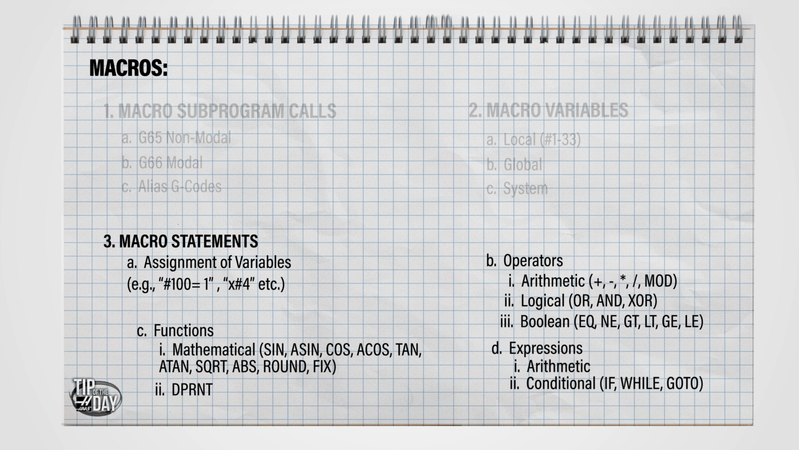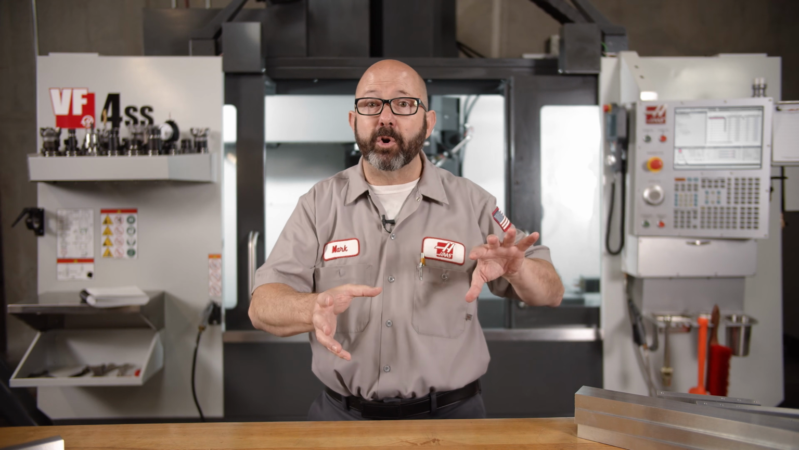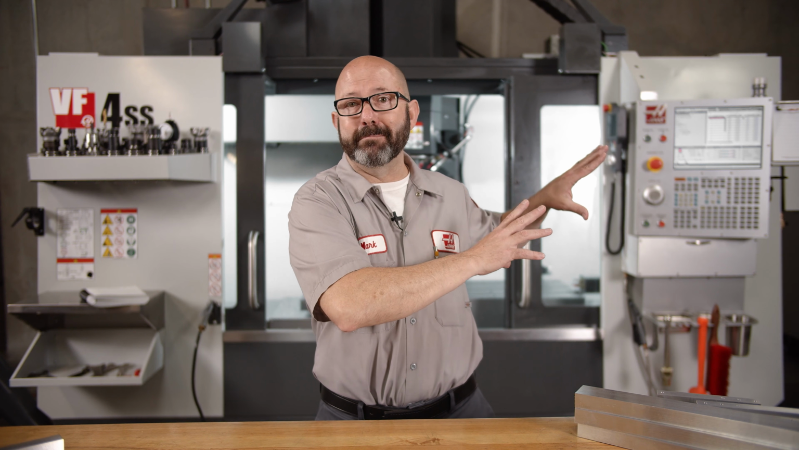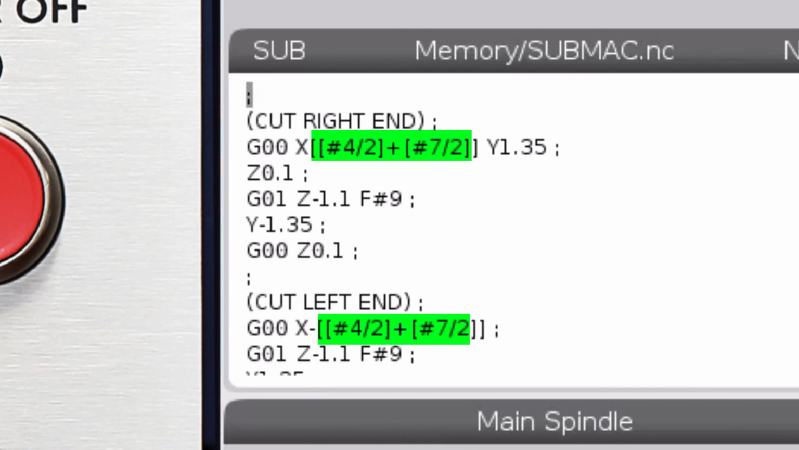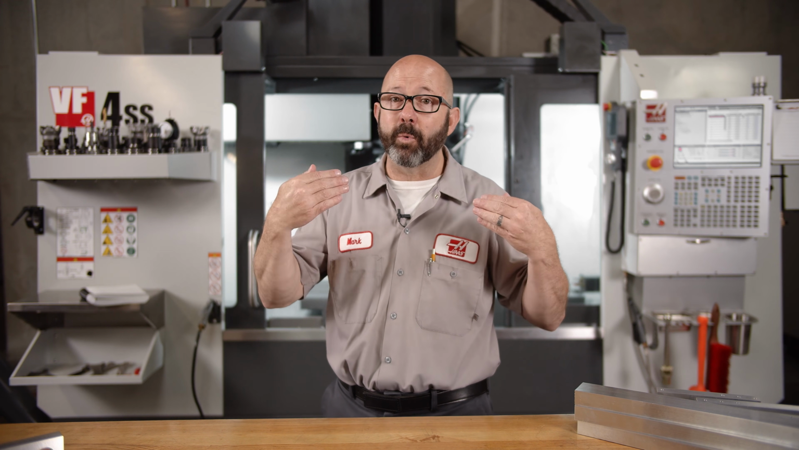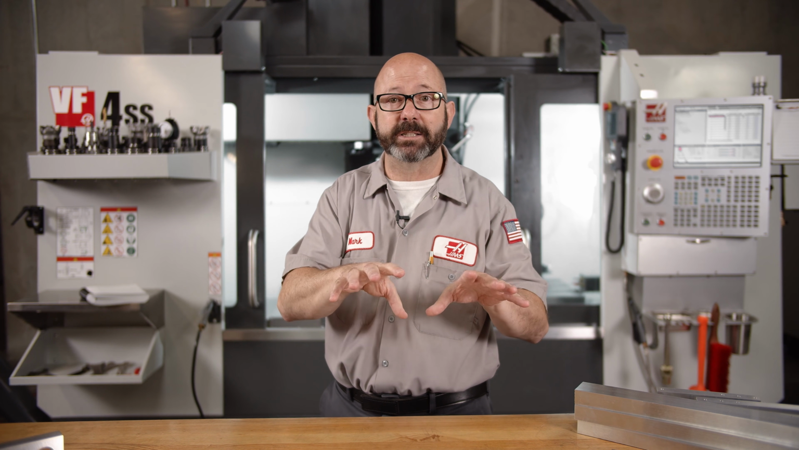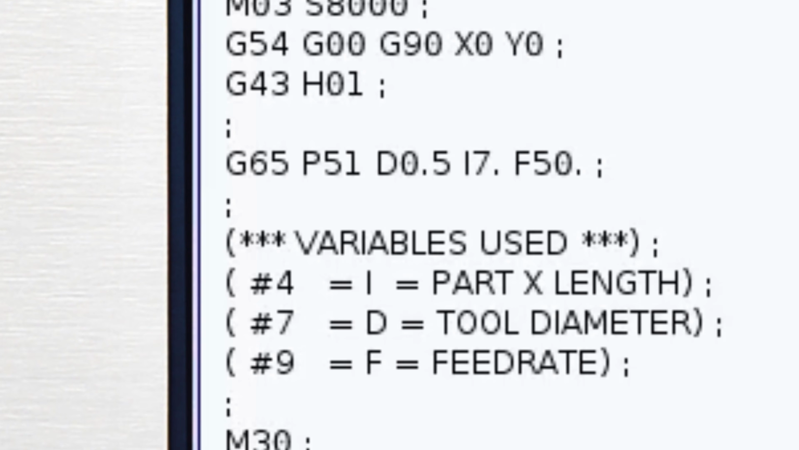If we look at our outline again, we have an entire list of all the different macro statements that we could use. The program that we wrote earlier actually used some math operations. We said pound 4 divided by 2 or pound 7 divided by 2. Those are macro statements. And we're not going to go through all of these. We'll make more videos on these and we'll link to them in the description, some that we've already made. I'm going to give you one example.